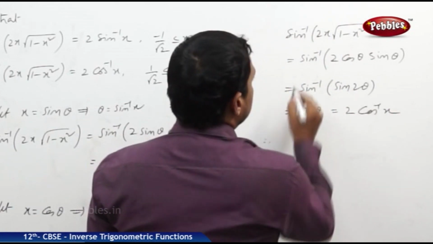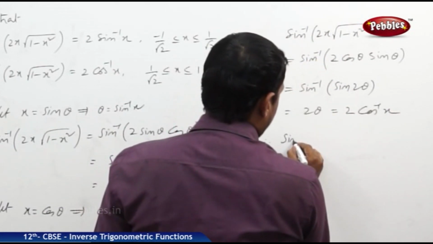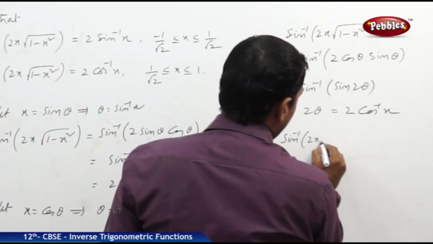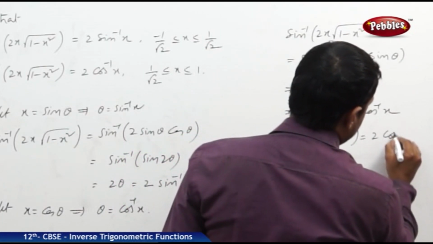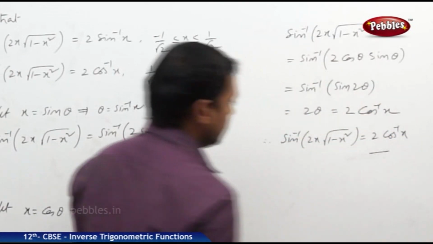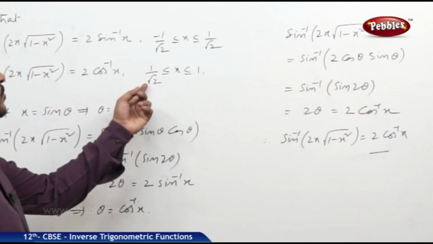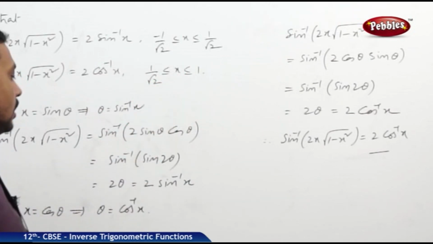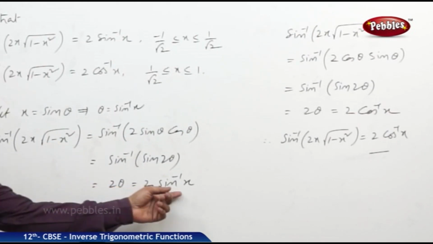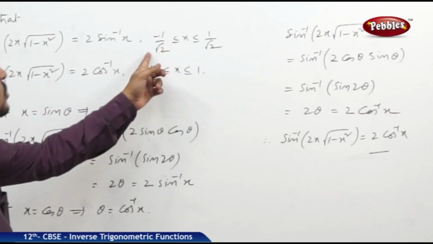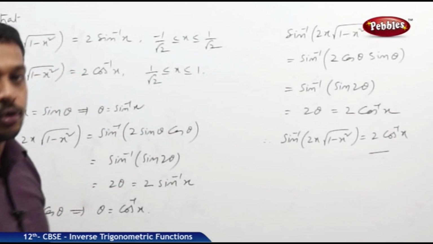So finally, sin inverse of 2x into root 1 minus x square is equal to 2 cos inverse x for x belongs to minus 1 by root 2 to 1, and sin inverse of 2x into root 1 minus x square is equal to 2 sin inverse x when x belongs to minus 1 by root 2 to plus 1 by root 2.